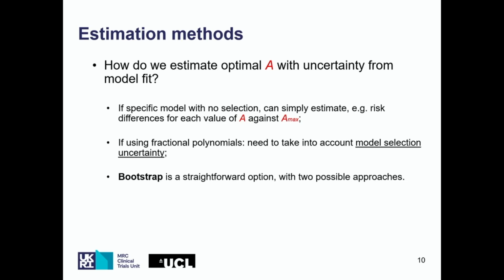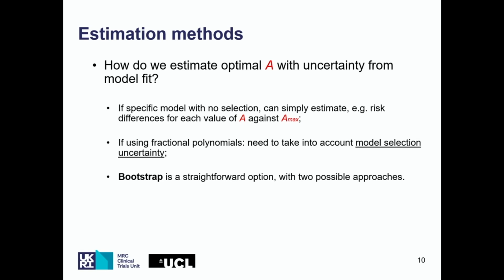Then the next question is, once we have estimated our treatment response curve, how do we actually estimate what is the optimal level of A with uncertainty, as usual, from the model fit? So in general, if we have chosen a parametric model, or anyway a model where we have no selection of the best possible model, we can simply use the model to directly, with simple statistical tools, estimate our optimal level of A, using, for example, standardization.